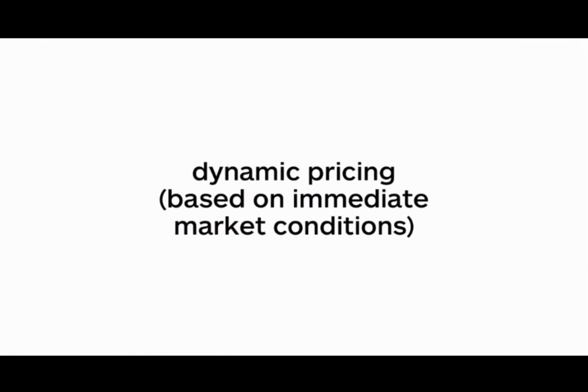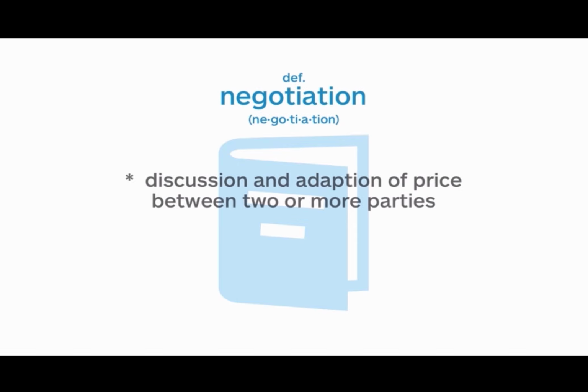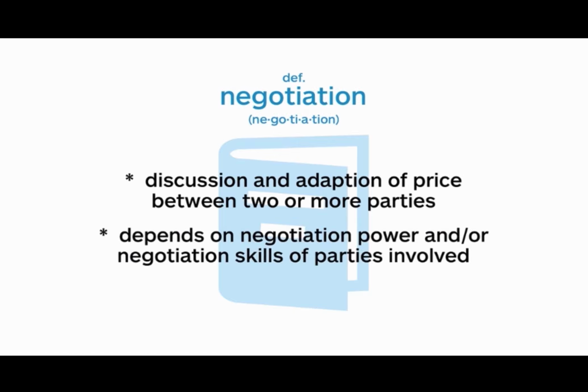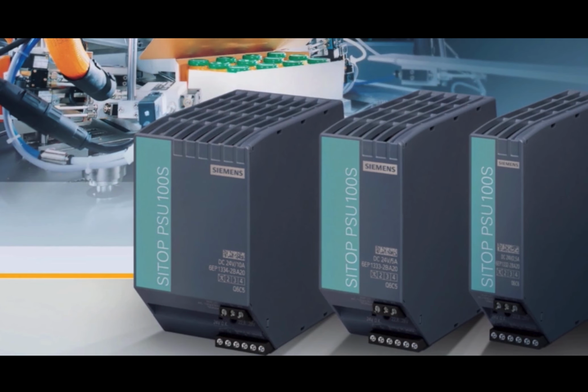Now dynamic pricing, where the price is based on immediate market conditions. The oldest pricing mechanism possible is negotiation. So here there's a discussion and adaptation of the price between two or more parties. And very important, the price will depend on the negotiation power and the negotiation skills of one or the other party. A place where you find this price is in flea markets. Or on the other hand, on the very other side of the spectrum, you'll have industrial goods. The higher the price, the more likely it is that the price is negotiated.